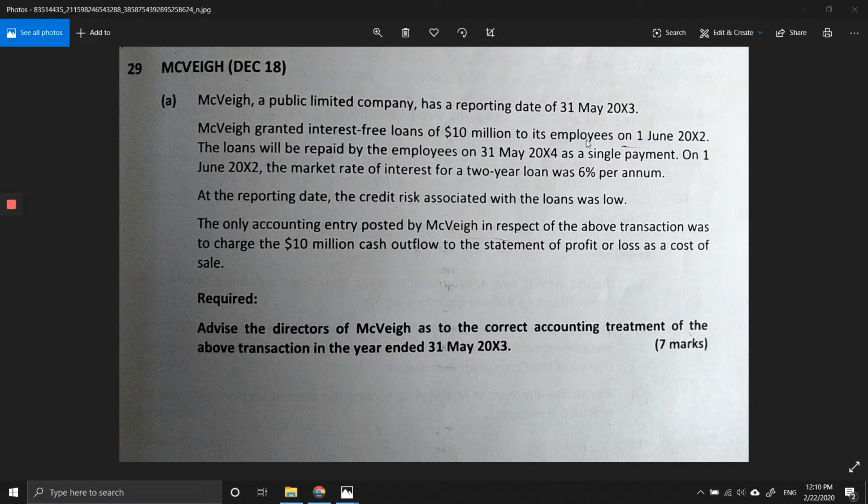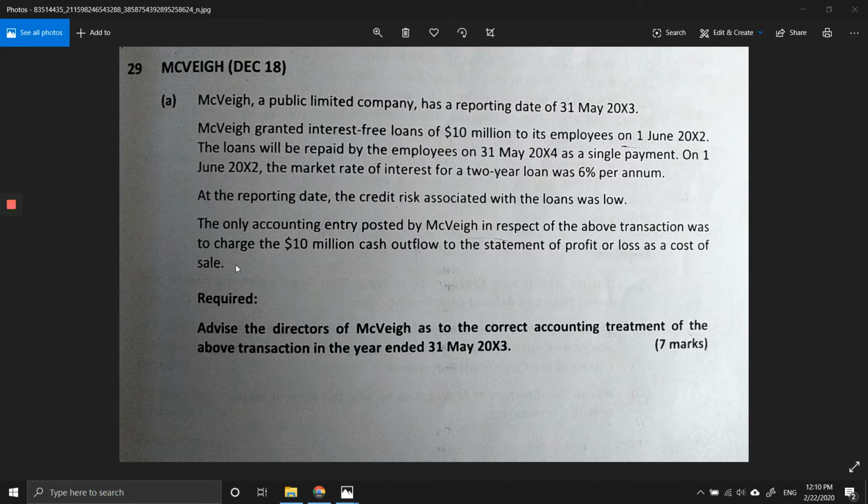We have crossed 1 year, right? So on 1st June 20x2, the market rate of interest on a 2-year loan was 6%. At the reporting date, the credit risk associated with the loan was low. That means only the 12-month expected credit loss should be possible, or loss allowance, you can say. The only accounting entry posted by McVeigh in respect of the above transaction was a charge of the 10 million cash outflow to the SOPL as a cost of sales. So this needs to be reversed, right?